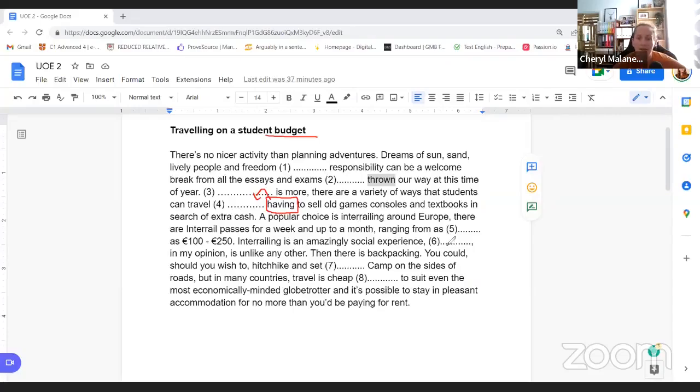Number 5, as. I said, top 2 answers are relative clauses and expressions with as. So here we've got it. Much is not the correct answer. As much as means something's very expensive. Here they're saying you don't need to sell things. Don't worry, it's cheap to travel. You can do it on a budget. So it's the opposite of as much as. They're saying that it's cheap.